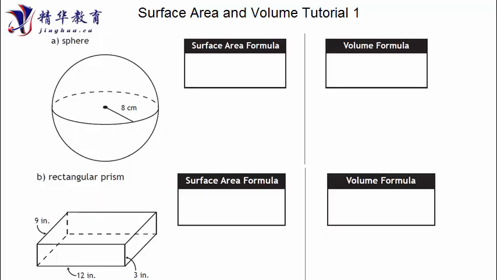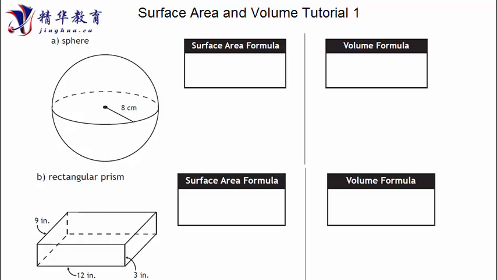I'm Steven. In this video, we're going to talk about how to find the surface area and the volumes for a 3D shape. So this is part 1, and there are part 2 and part 3 in the same unit. In part 1, we're going to talk about how to find the surface area and the volumes for a sphere and the rectangular prisms.